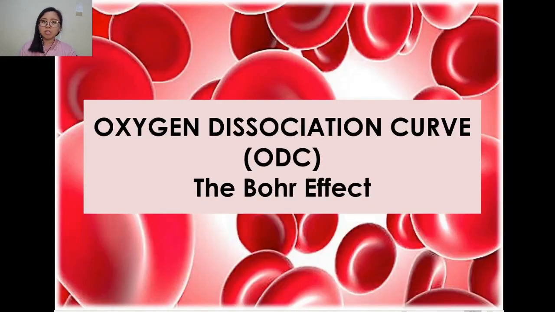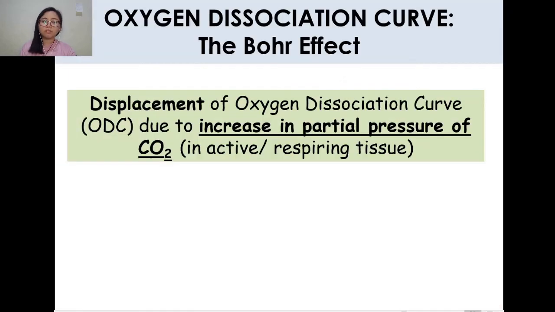The ODC can be shifted. ODC for hemoglobin can be shifted according to the Bohr effect. Displacement of the Bohr effect can be explained as the displacement of ODC due to increase in partial pressure of carbon dioxide in active or respiring tissue.